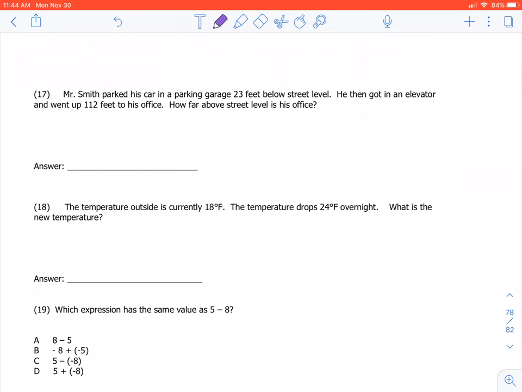All right, number 17. Mr. Smith parked his car in a garage 23 feet below sea level, or street level. Below means that that's going to be a negative 23. He got into the elevator, went up 112. How far above street level is his office? So he started at negative 23, and then he went up 112 feet. Now, we have opposite signs here, so we're going to subtract 112 minus 23, which gives us 89. 112 is bigger, which means he's only 89 feet above street level.